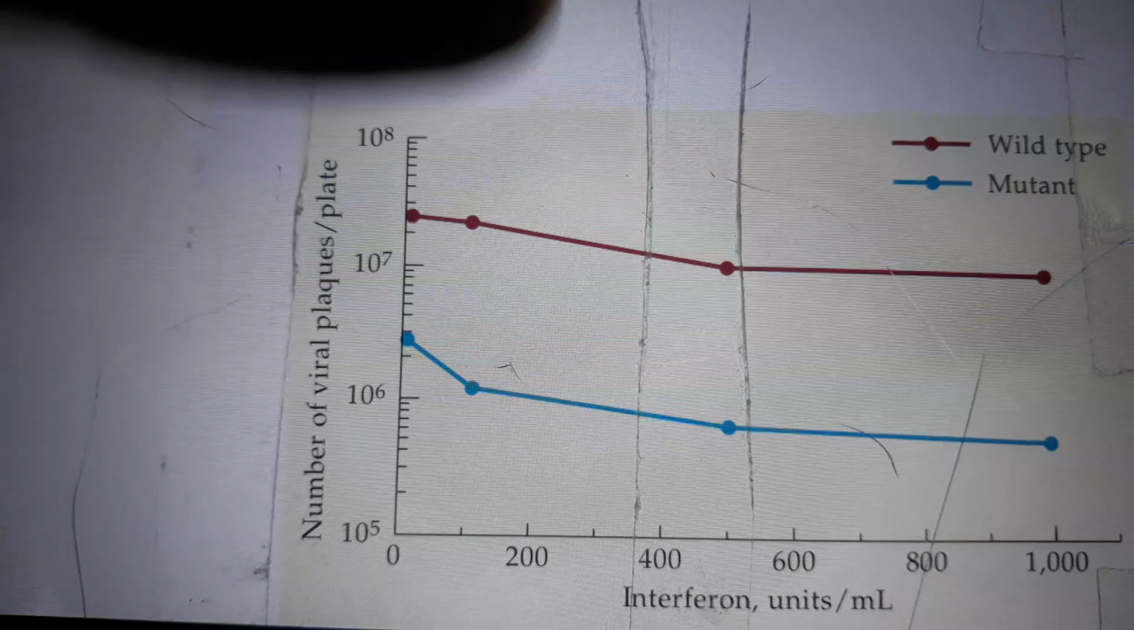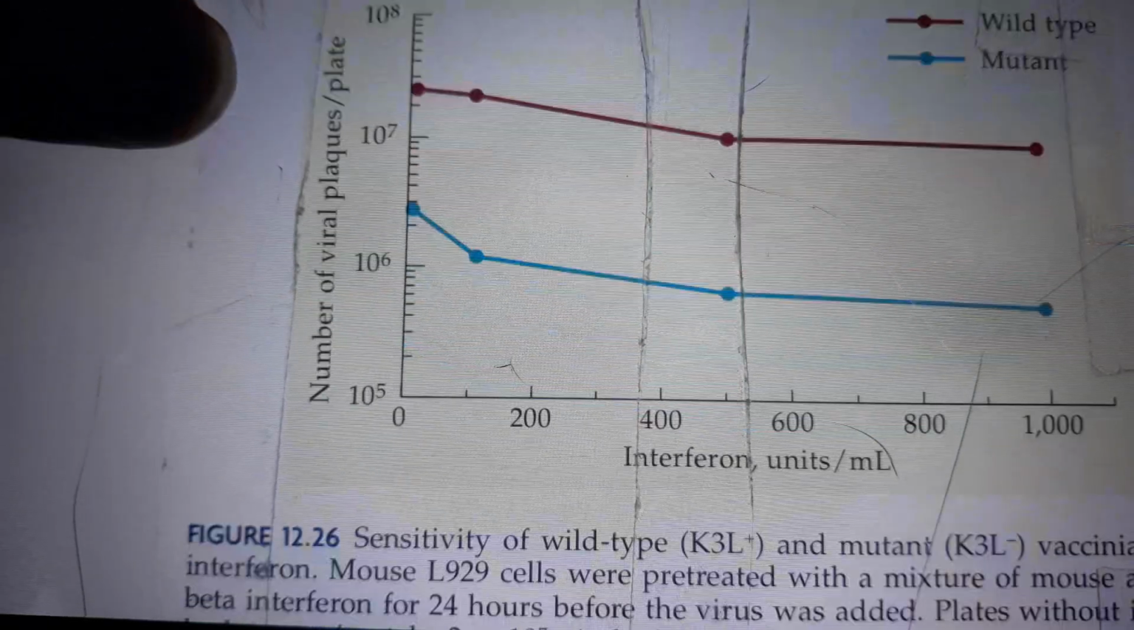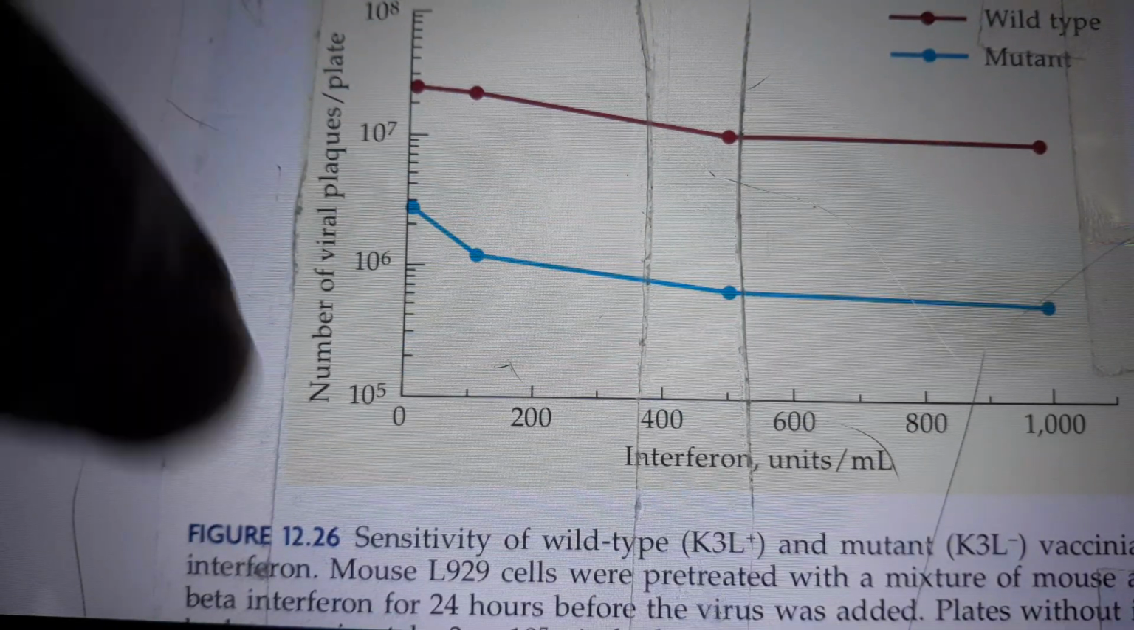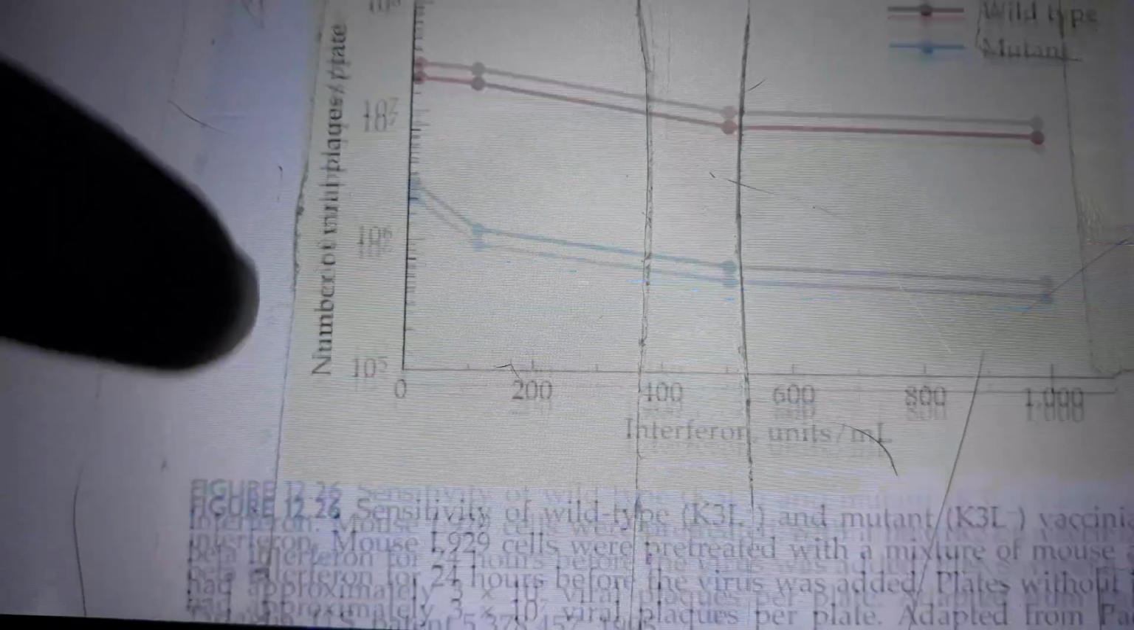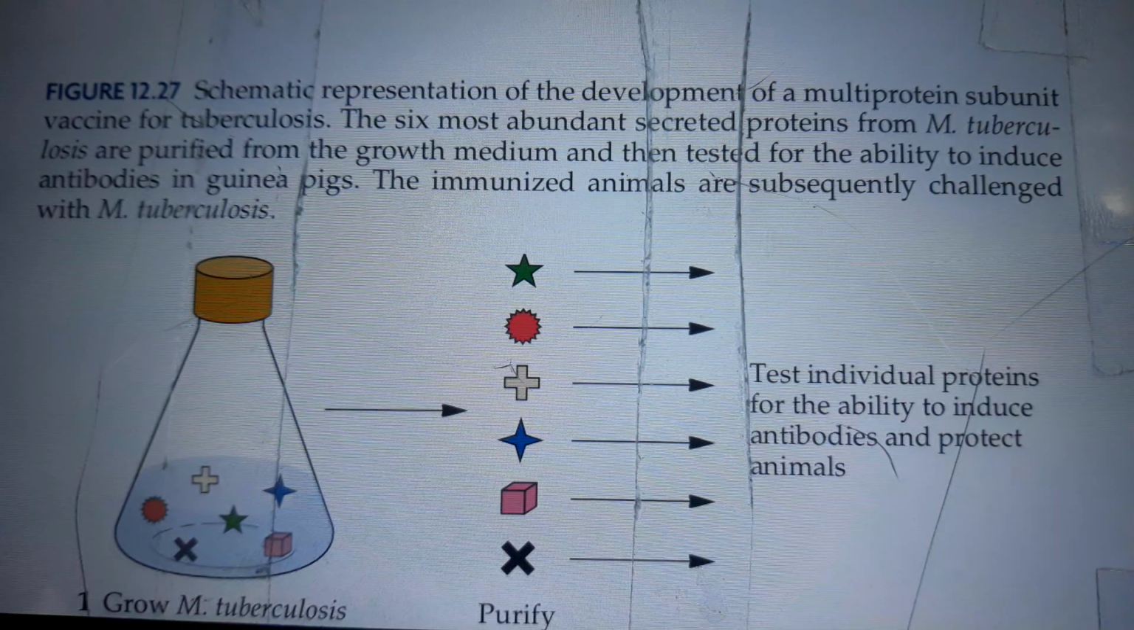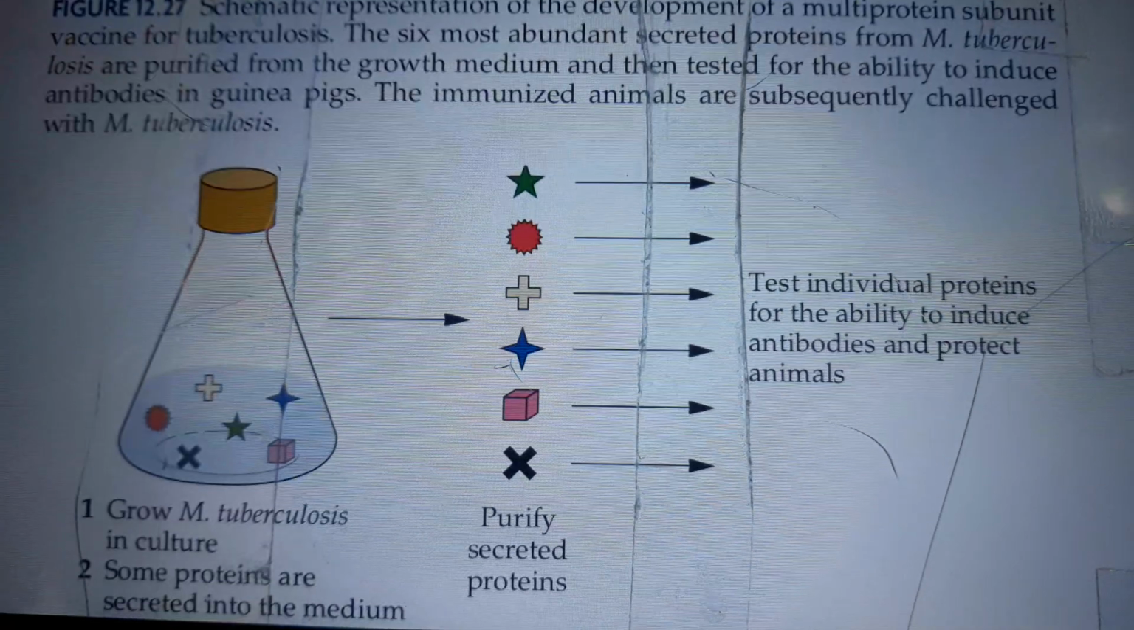Look at the figure here: wild type in red, mutant in blue, verticals for the viral plaques, horizontals for the interferons, right? This is figure 12.27. It's a schematic representation of the development of a multi-protein subunit vaccine for tuberculosis. The 6 most abundant secreted proteins from M.